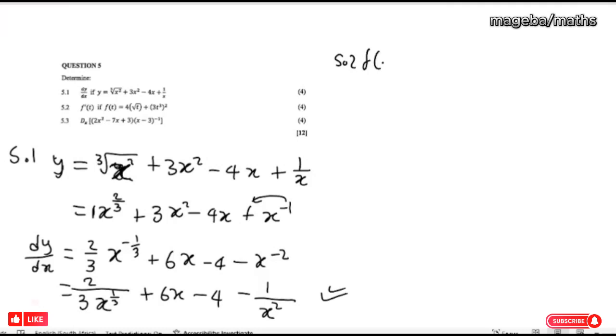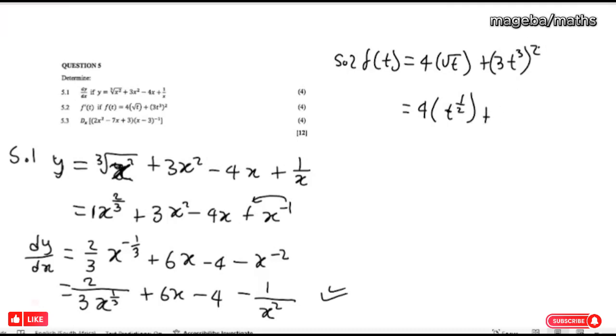Now let's go to 5.2. We say f of t is 4 times the square root of t, plus 3 times t to the 3, all to the power of 2. First thing here, we must simplify what we have before we do a lot of things. Now this is 4. Simplifying this, it's just t to the 1 over 2, and then plus.